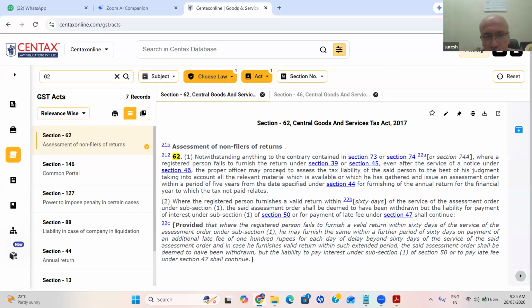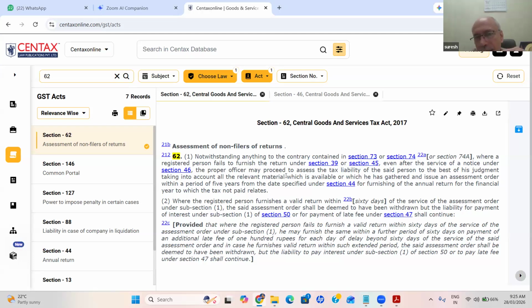Now, coming to subsection 2, this is very, very important. Subsection 2 says, where the registered person furnishes a valid return within 60 days. Earlier, sir, it was 30 days. 60 days have been incorporated with effect from 1st October 2023. So, where the registered person furnishes a valid return within 60 days of the service of the assessment order, here we have to take the date of the ASMT 13, the assessment order date, the said assessment order shall be deemed to have been withdrawn. This is very, very important, sir.